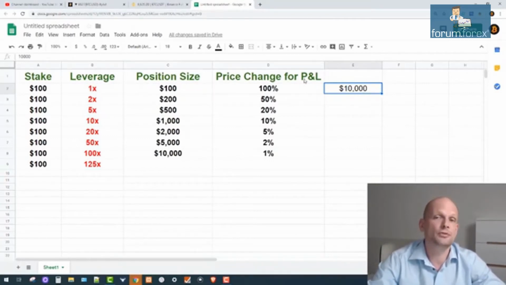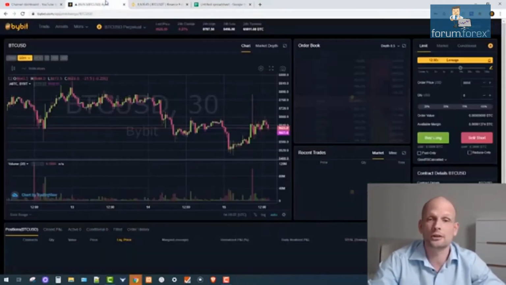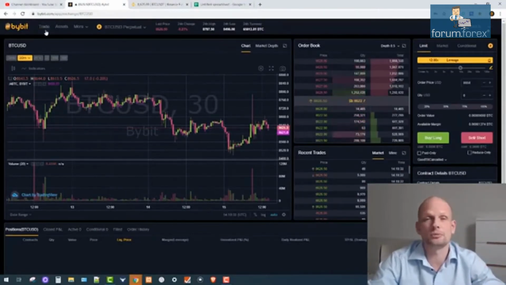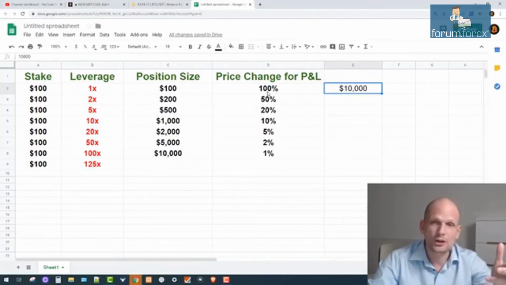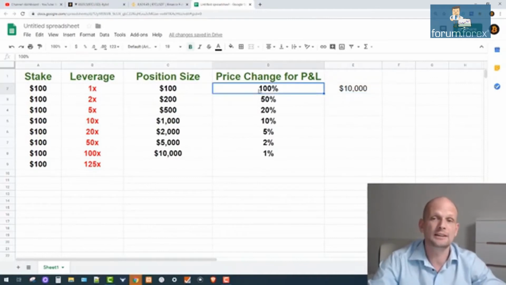So your price change for P&L, as you know, there is P&L, which means profit and loss, how much you are profiting or how much you are losing. This is on both accounts, on Bybit or BitMEX or Binance, wherever you are looking. This is how much Bitcoin price has to change to make you profit or destroy your position. So here you can see this is 100%. If you are trading 1x leverage, Bitcoin price has to go from 10,000 to zero to destroy all your $100 investment.